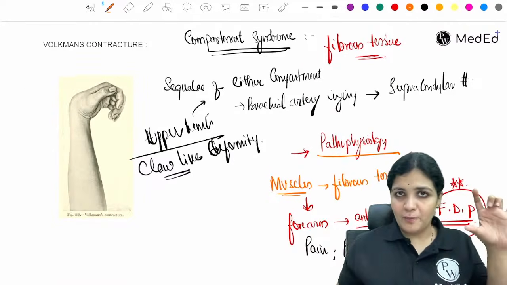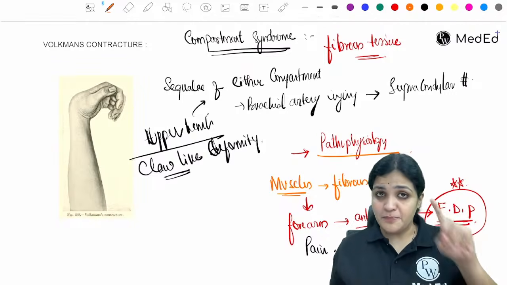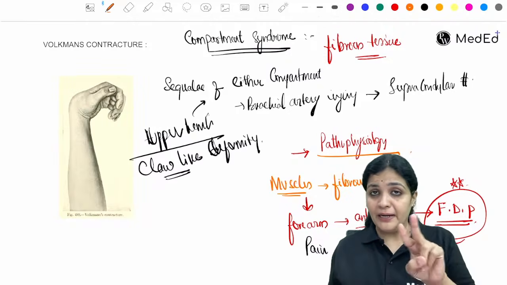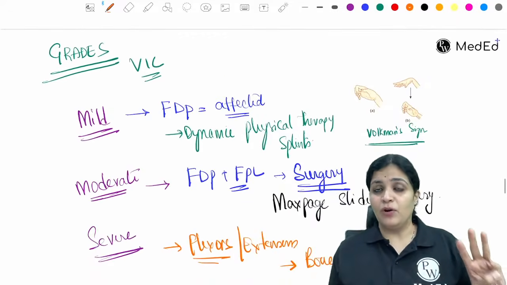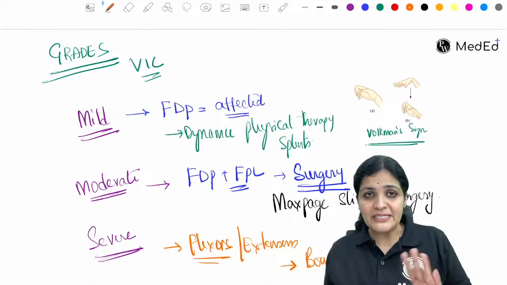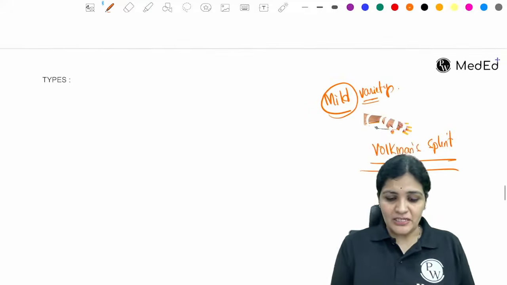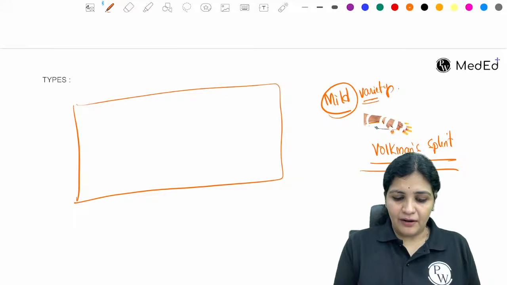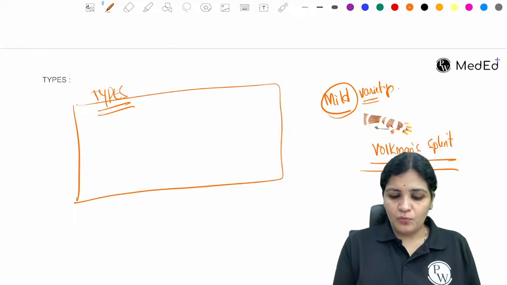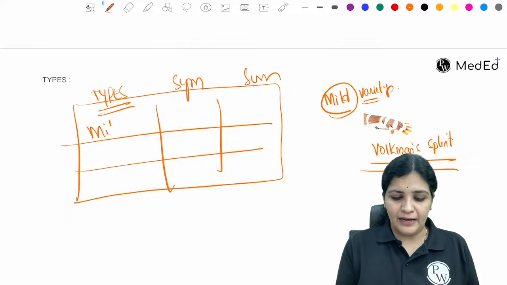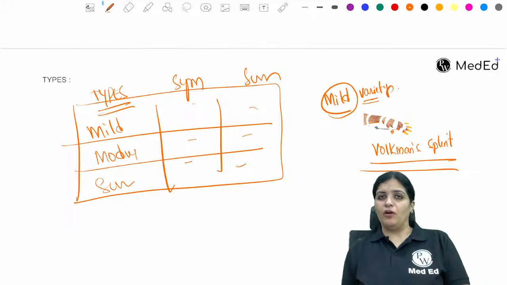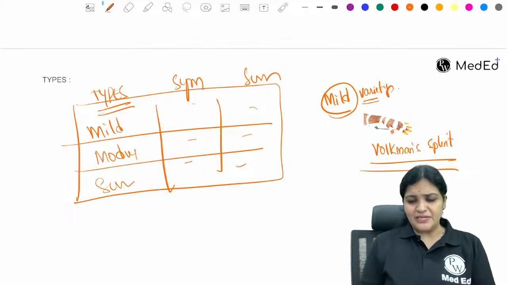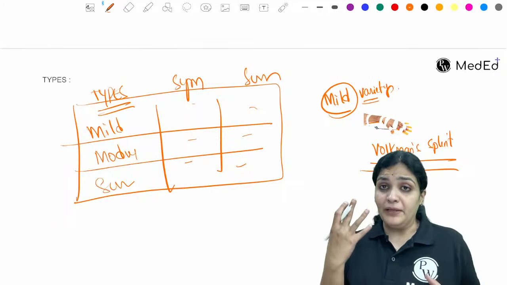Whenever the question of Volkmann's ischemic contracture is given, they will expect you to write the definition, including your compartment and your brachial artery injuries. Then the pathophysiology. Then usually they expect the grades, then your Volkmann sign, and then the treatment, right? You can draw a tabular form like this and write the types, the symptoms, and the surgery for each. This will complete the answer: write mild, moderate, and severe, the symptoms, and then the treatment in that block. If you present it this way, it will be easy and more fetching for you to gain more marks.